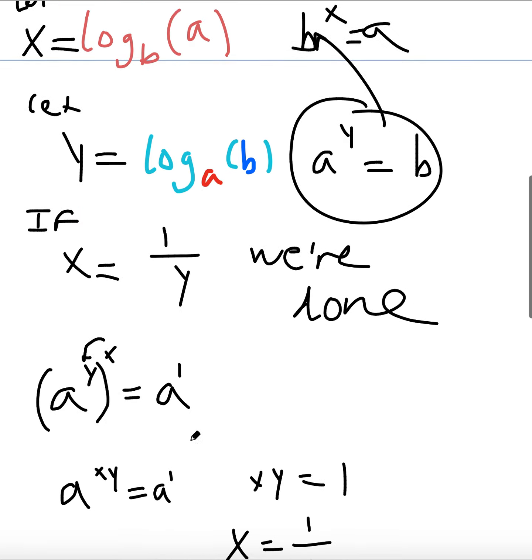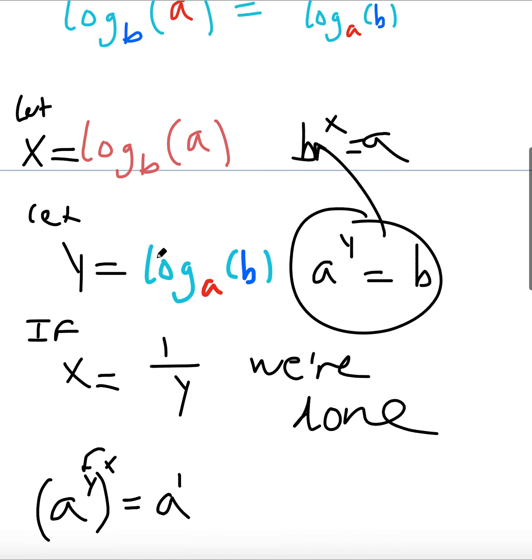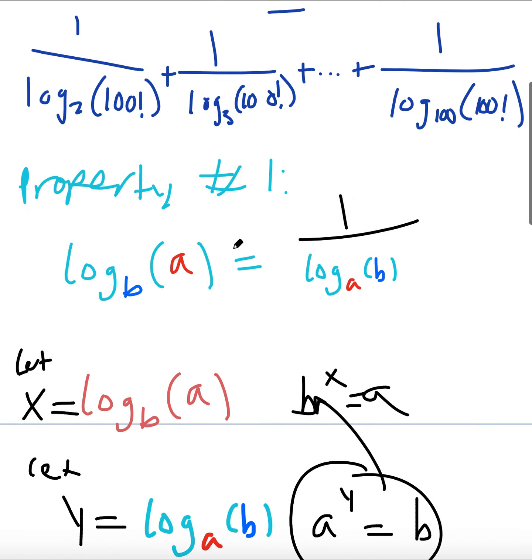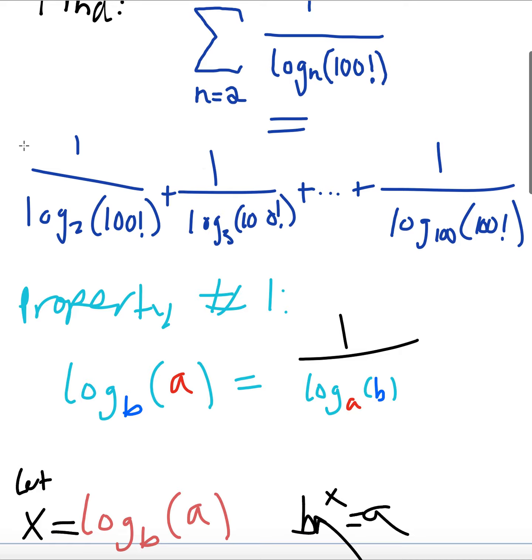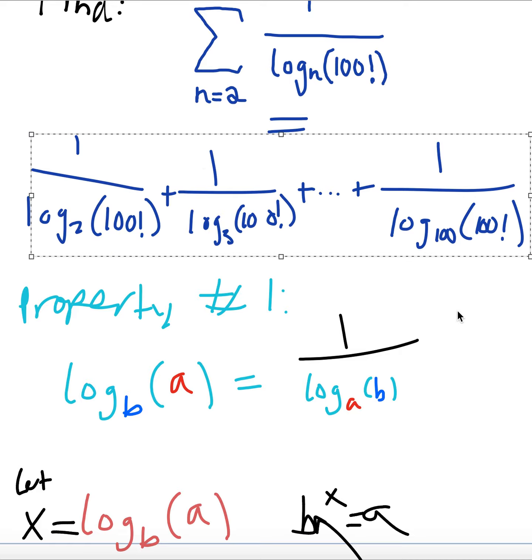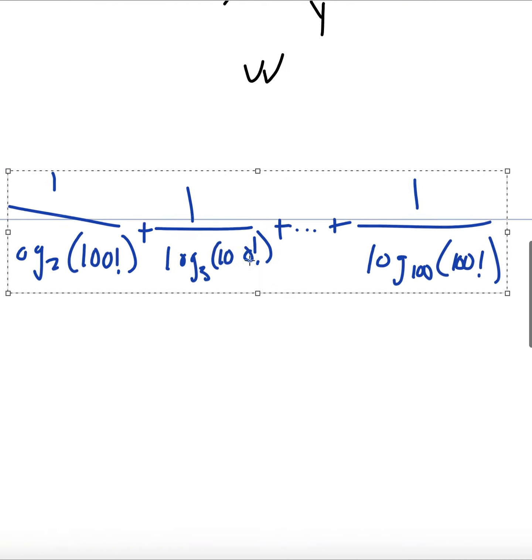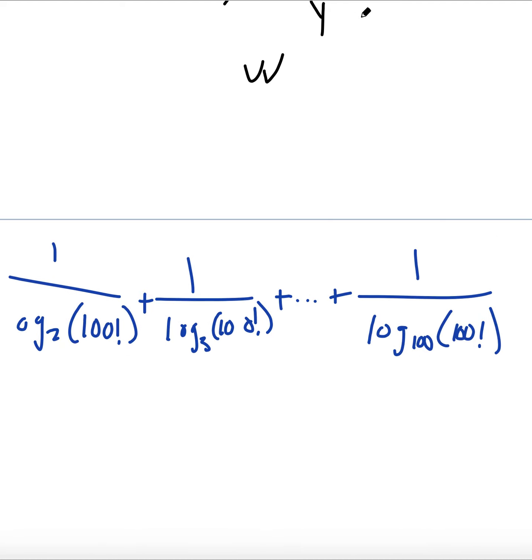Remember, if x equals 1 over y, we're done. And we showed that because we just simply plugged in the values of log base b of a and log base a of b. So that's really cool. That's really neat. We proved this property. So let's apply it to the problem now. And I'm just going to reproduce this expression below so that we can deal with it a bit easier without having to go back and forth.